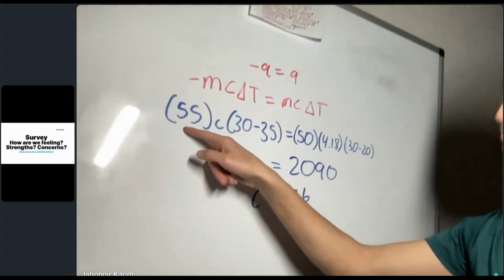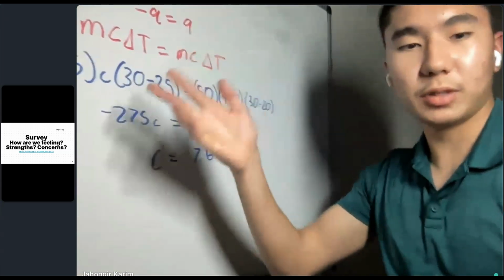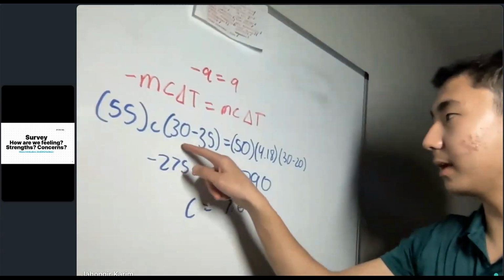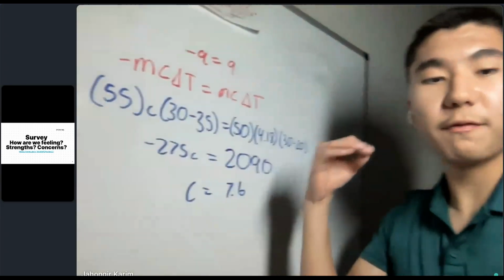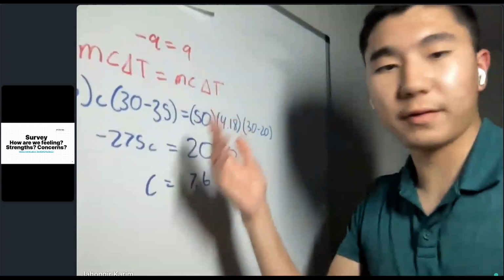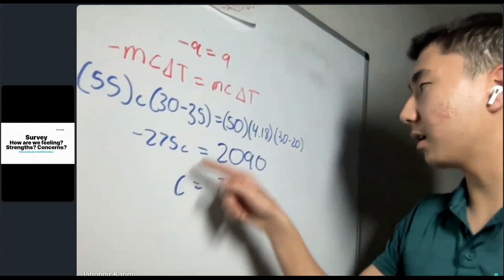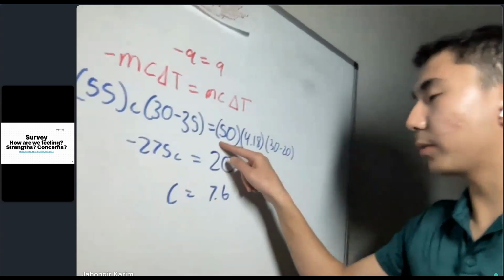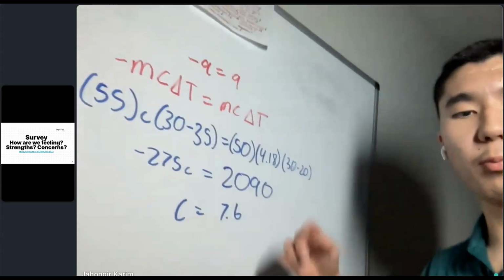And when we plug in our values, we have 55 grams of our metal, and we have our C, which is not given, so we'll have to find that. And we're given our temperature, and change in temperature is always final minus initial. So we had our final temperature as 30, so it's 30 minus 35, which would be negative 5. And over here on the water, we were given 50 grams of water. The specific heat capacity of water is 4.18.